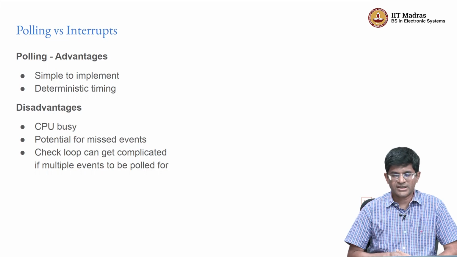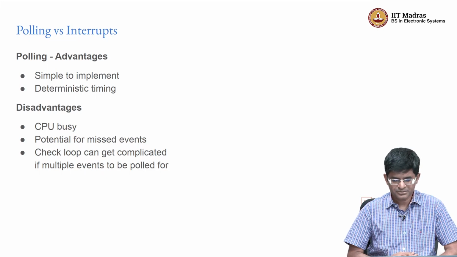Now there are obvious disadvantages to polling, the most obvious one being that the CPU is busy all the time, just checking something repeatedly, not doing useful work, so to say. There is also a potential for missed events. You might have noticed in the case of the 200 millisecond delay that if I clicked more than 5 times per second, the message would still get printed only 5 times per second at most, right?